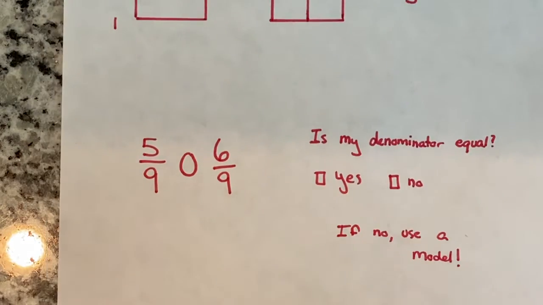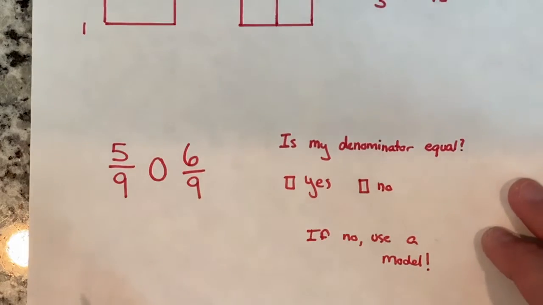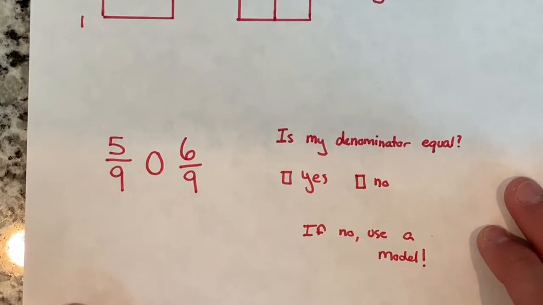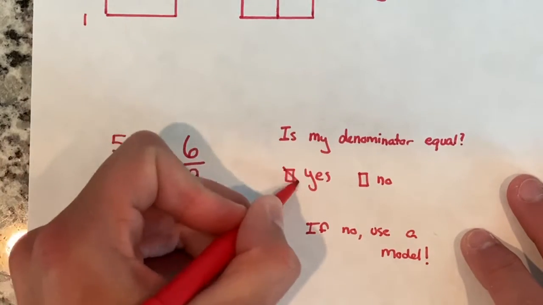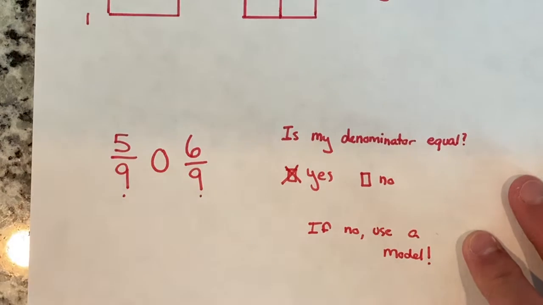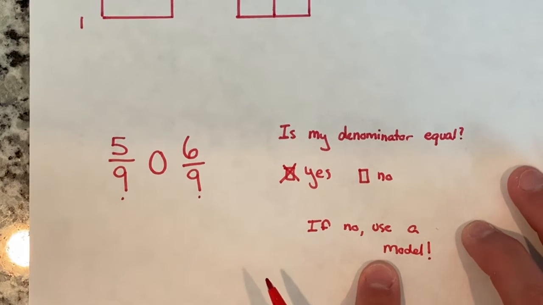Last question here for you today. I'm going to compare the fractions 5/9 and 6/9. I ask myself this: is my denominator equal? Yes, it is. 9ths and 9ths. 9ths are equal. So here's how I use this without having to create a model.